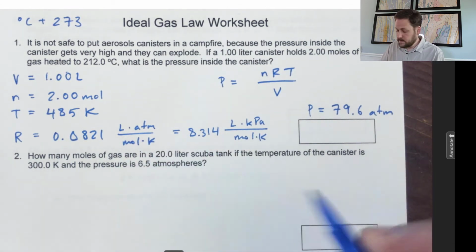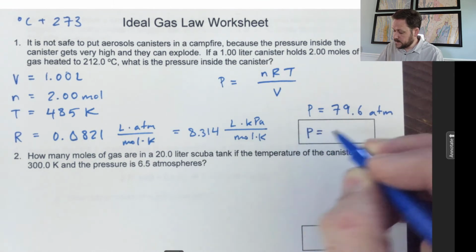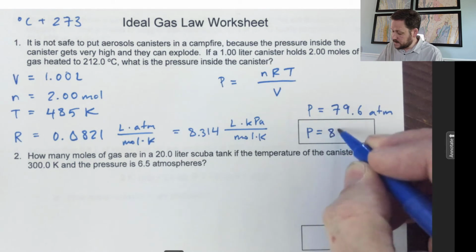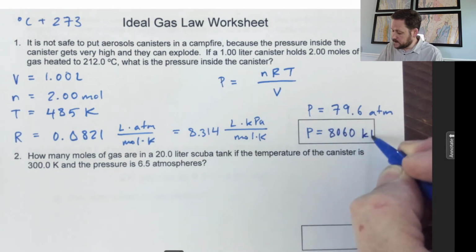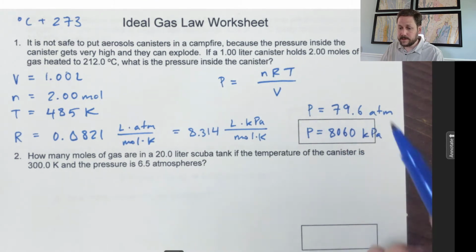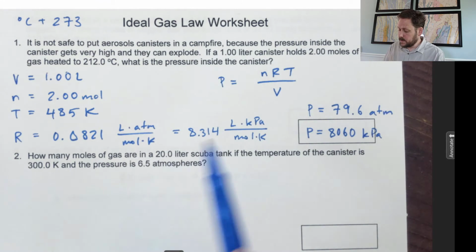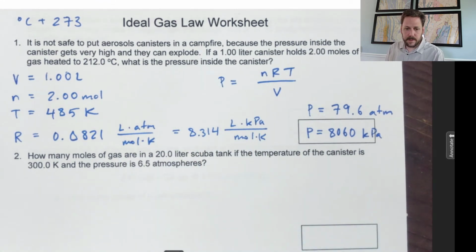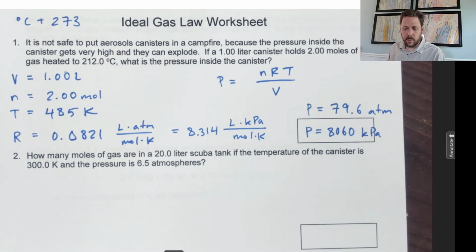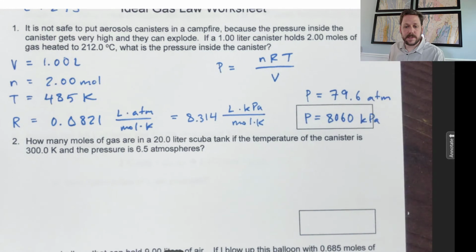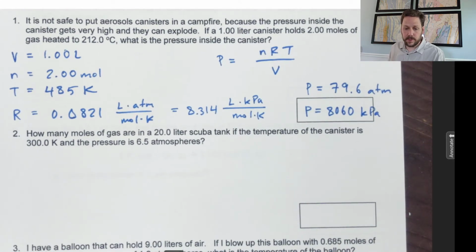If I use this R value, I get the same correct answer, but of course it's expressed in different units. 8,060 is what I get here, and that's an answer in kilopascal. Notice that 8,060 kilopascal is 80 atmospheres. So we get the same answer in each case, but it's only the units that we've chosen which are different. Let's look at the second problem, where the pressure is given in atmospheres. And in this case, of course, that's going to dictate what R value we should use.